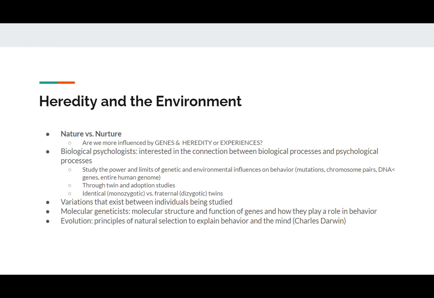One group of behavioral psychologists, behavior geneticists, are interested in studying the power and limits of genetic and environmental influences on behavior. To do this, we may look at mutations, chromosome pairs, DNA genes, or even the entire human genome to see where many differences can come into play. Another important way that psychologists can study the influence of nature versus nurture is through twin and adoption studies. If we're able to study identical twins that were separated at birth, we can compare and contrast them.